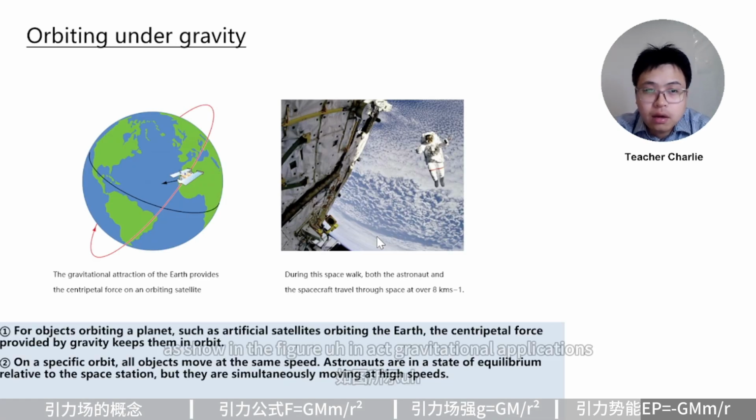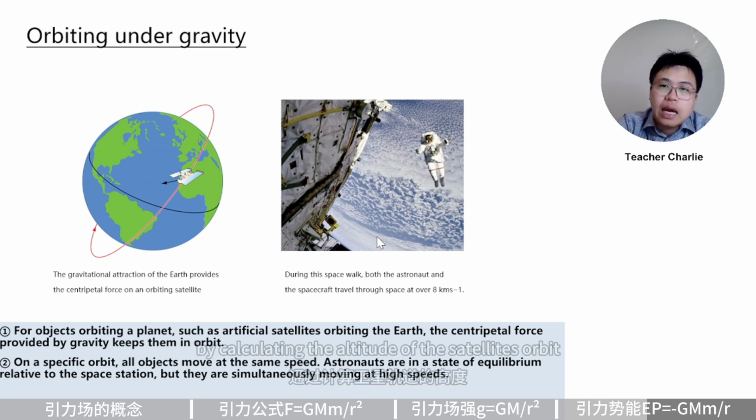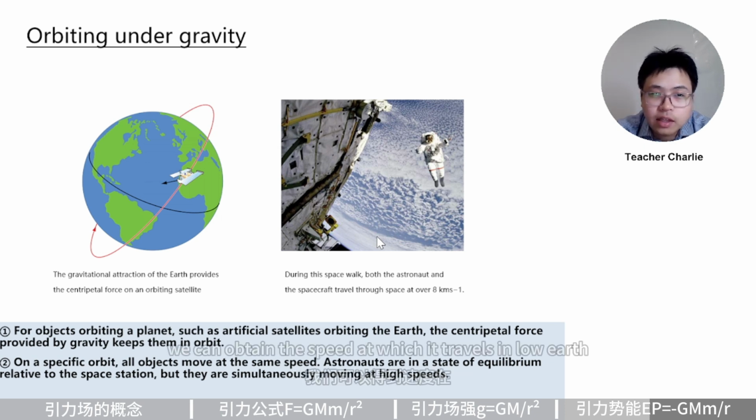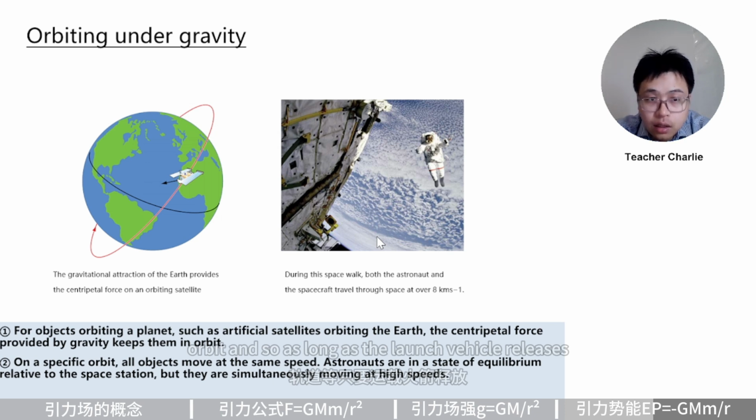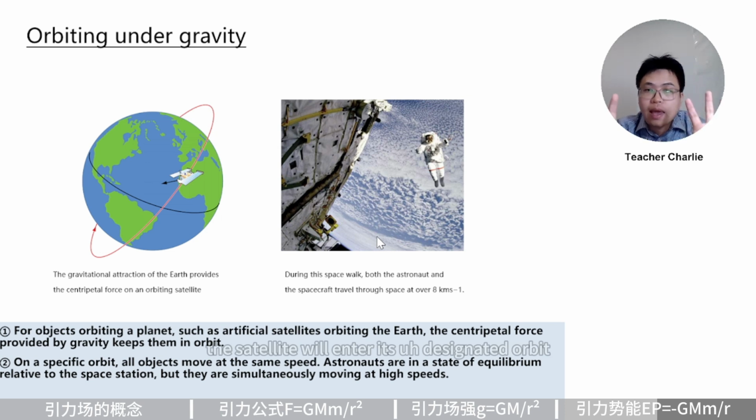As shown in the figure, in gravitational applications, we use it in scenarios where satellites are launched into space. By calculating the altitude of the satellite's orbit, we can obtain the speed at which it travels in low Earth orbit. And so as long as the launch vehicle releases the satellite at a specific altitude and speed, the satellite will enter its designated orbit.